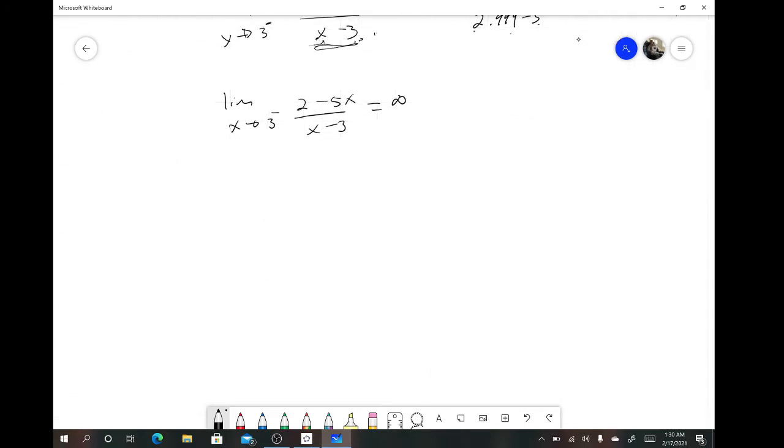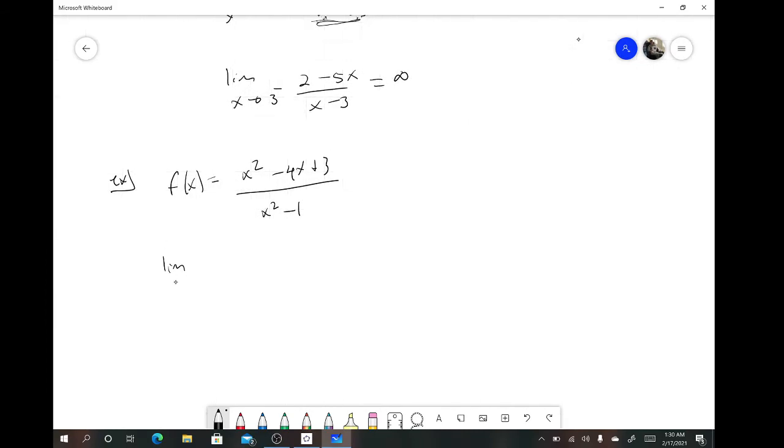Let's say we have the following function: f of x equals (x squared minus 4x plus 3) all divided by (x squared minus 1). And we are trying to look for, number 1, the limit as x goes to 1 of f of x; 2, the limit as x goes to minus 1 from the left side of f of x; and 3, the limit as x goes to minus 1 from the right side of f of x.